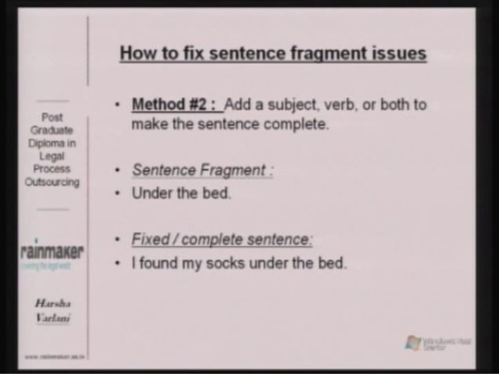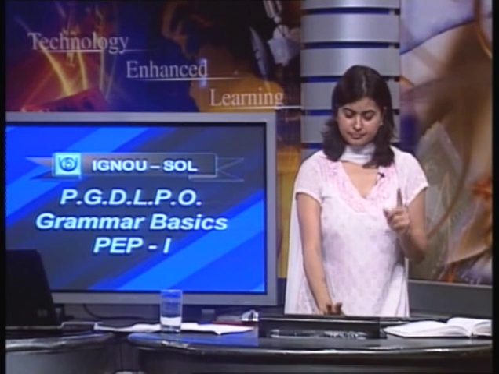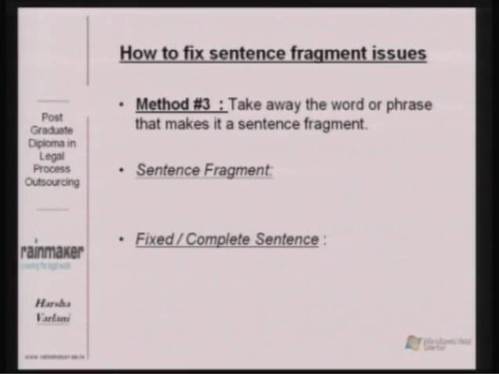Okay. Third method. Now, before I give you the third method, you need to keep in mind that the third method is a little tricky. Okay. So, let us look at the third method. Take away the word or the phrase that makes it a sentence fragment. Let us look at the sentence. While Fred was in Paris.